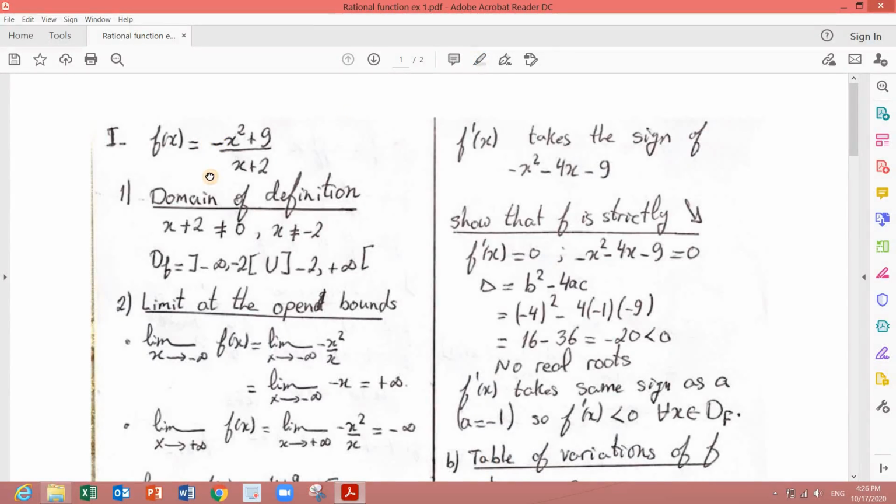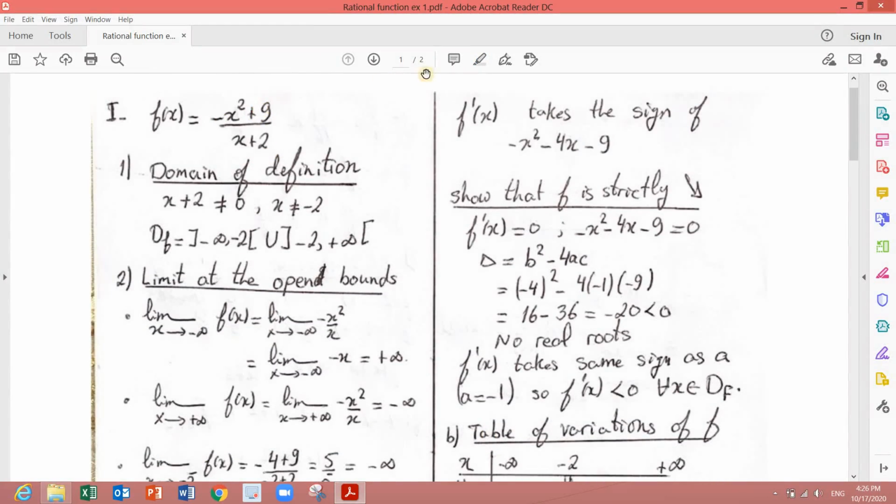minus x squared over x plus 2. First part, it is required to determine the domain of definition. To determine the domain of definition, since it is a rational function, we take its denominator.